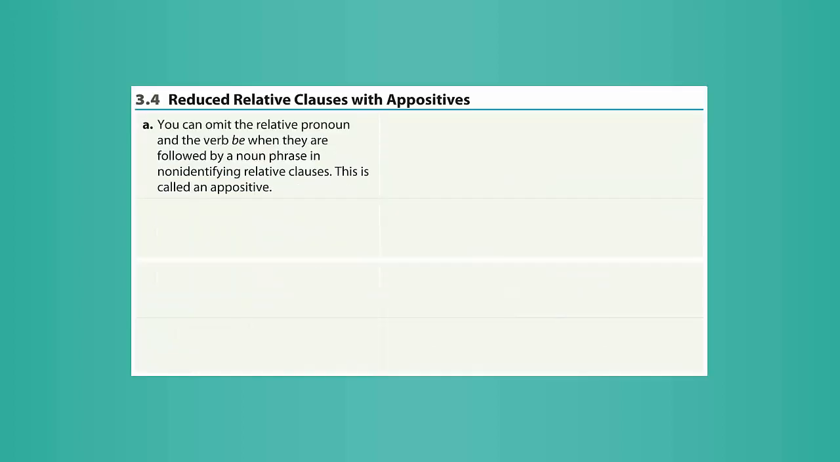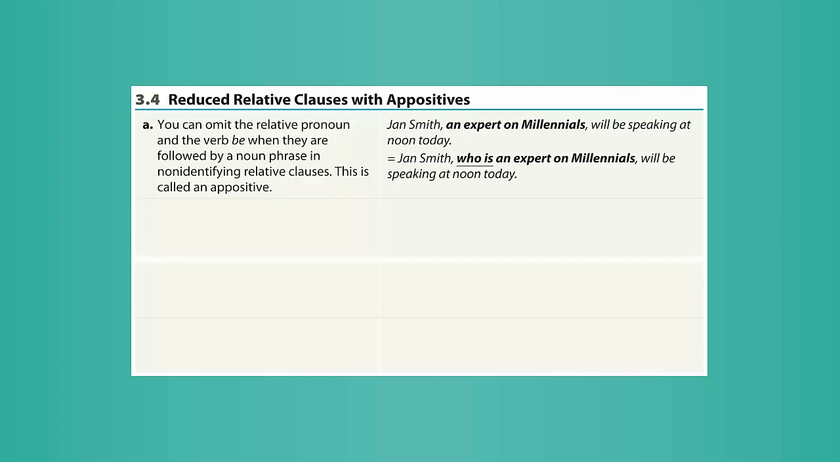Now we come to a very common part of reduced relative clauses, that is appositives. You can omit the relative pronoun and the verb be when they are followed by a noun phrase in non-identifying relative clauses. This is called an appositive. For example, Chen Smith, an expert on millennials, will be speaking at noon today. That is the shortened form of Chen Smith, who is an expert on millennials, will be speaking at noon today.